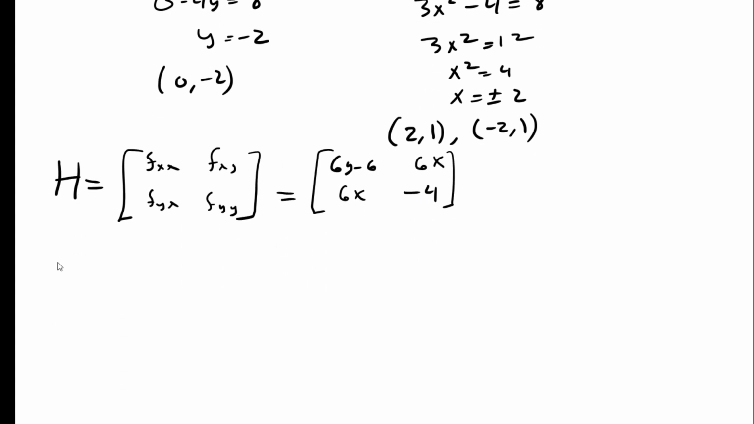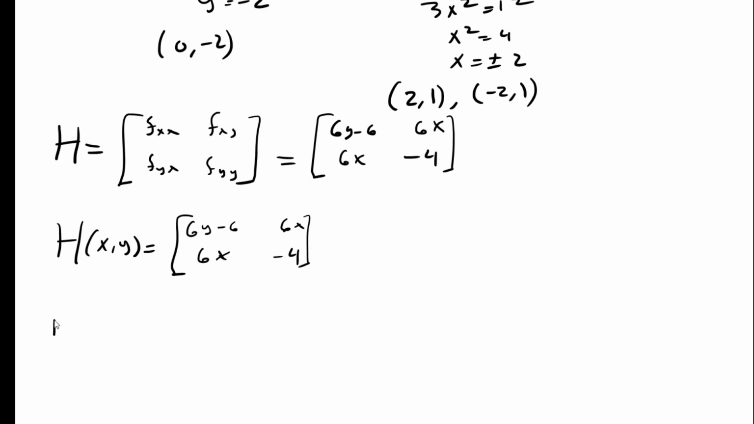Okay, so this H, again, H for Hessian matrix, it's just the matrix of second derivatives. It depends on x and y. Right, so it's going to be different depending on where we evaluate it. And then depending on what we get when we evaluate it, we can determine if it's a local max or local min or a saddle point. So let's do each of these.